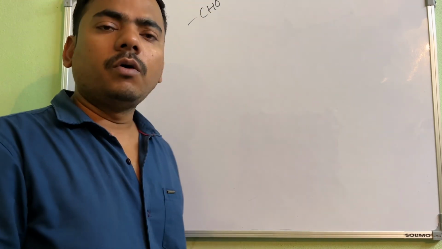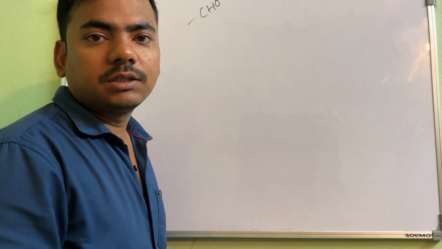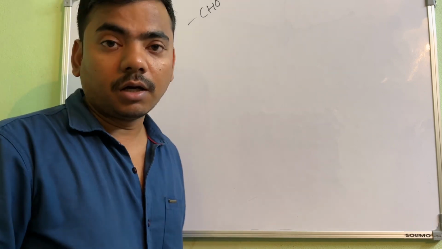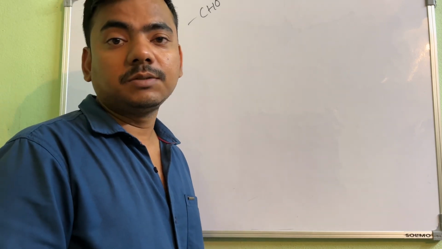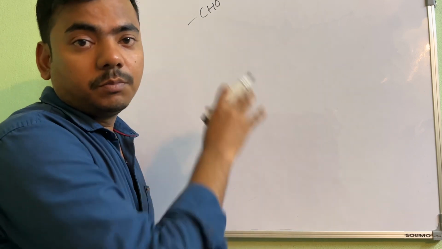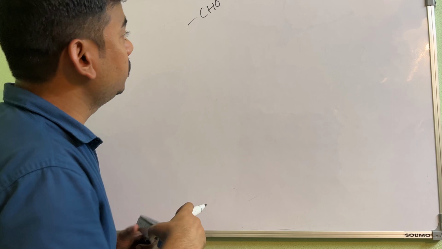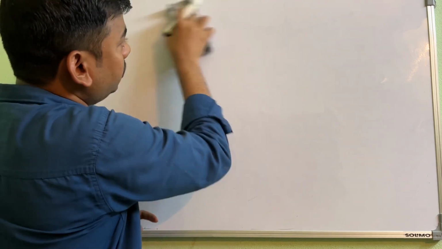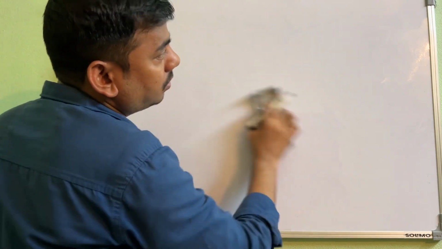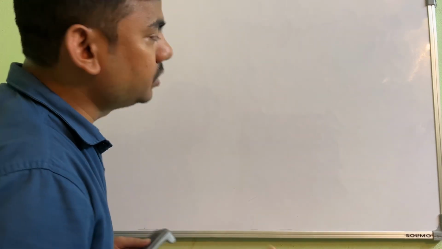So 4 to 5 reactions we are going to discuss here. These are very important reactions, and if you are an IIT JEE aspirant or NEET aspirant, it is very much important for you. Because from here a question may come, or definitely at least one question you will get from here, okay? A direct question you may not get, but somewhere you may get one or two questions from here, okay?